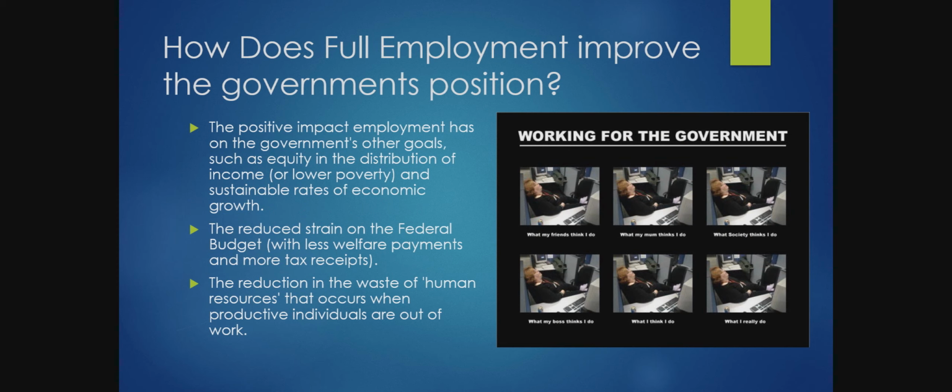So how does full employment improve the government's position? Well, the positive impact employment has on the government's other goals, such as equity in the distribution of income, lowering poverty, and sustainable rates of economic growth. The reduced strain on the federal budget. This will reduce the strain on the federal budget, so they have more money available to use in other things to improve the living standards of Australians, rather than giving people wage support. The reduction in waste of human resources that occurs when productive individuals are out of work. So yeah, we could maximize our PPF curve.